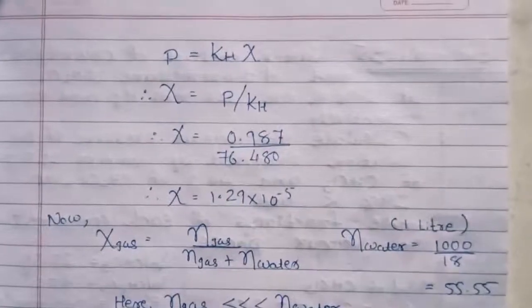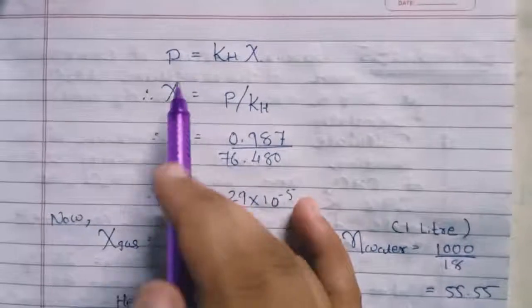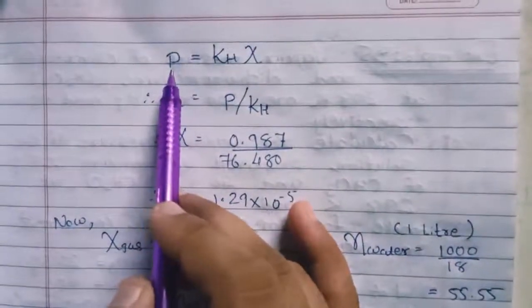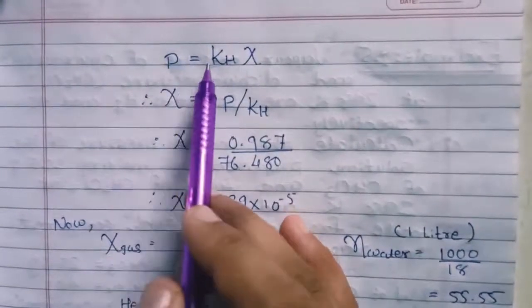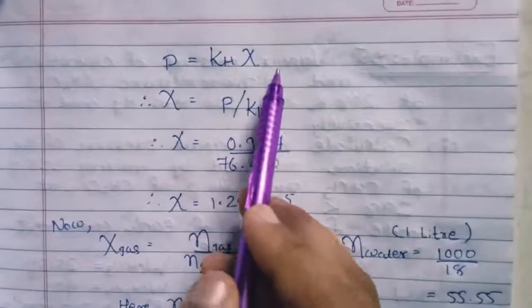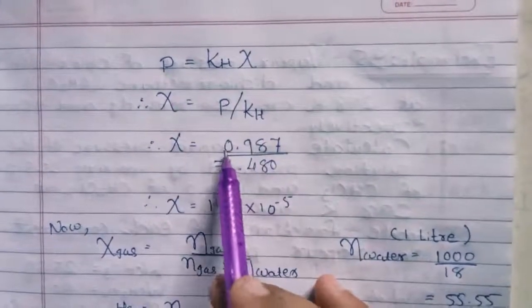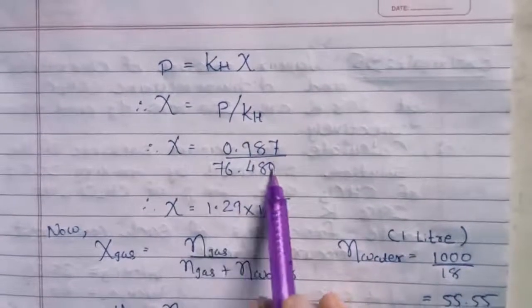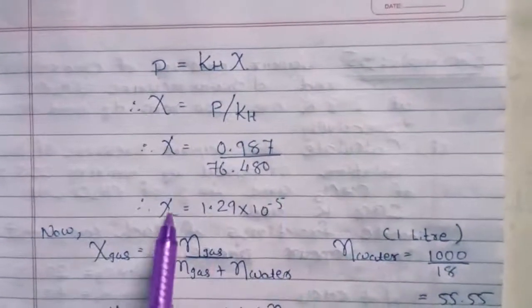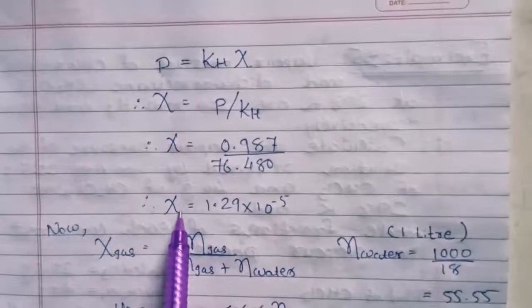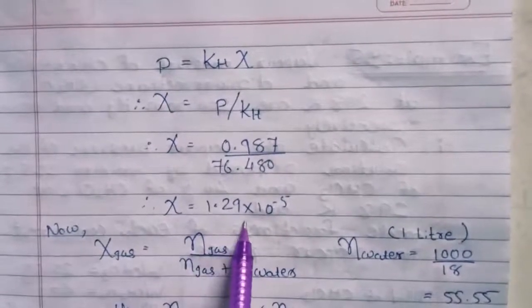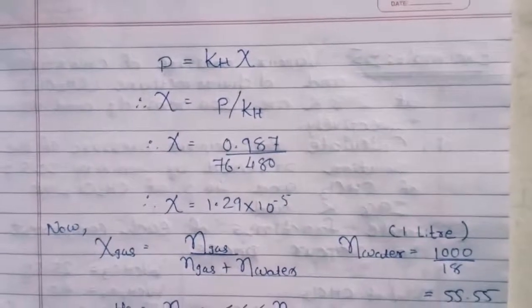So we have to use the formula of Henry's law, right, which is pressure equals kH into mole fraction, right? Here separate out the mole fraction and rearrange the formula, replace the values of pressure and also kH, and simplify. You will get the mole fraction of that gas equal to 1.29 into 10 to the power minus 5, right?